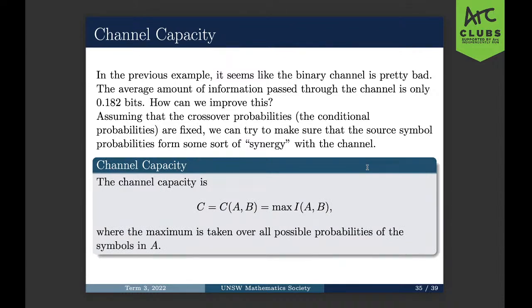And that's called the channel capacity. It's denoted by C or CAB, and that's just the maximum mutual information you can get. This maximum is taken over all possible probabilities of the source symbols, as I said before. Again, just to reiterate, we have a fixed channel. We want to construct a source so that the probabilities of the source symbols synergize with this channel so that the mutual information, the information that passes through, is maximized.